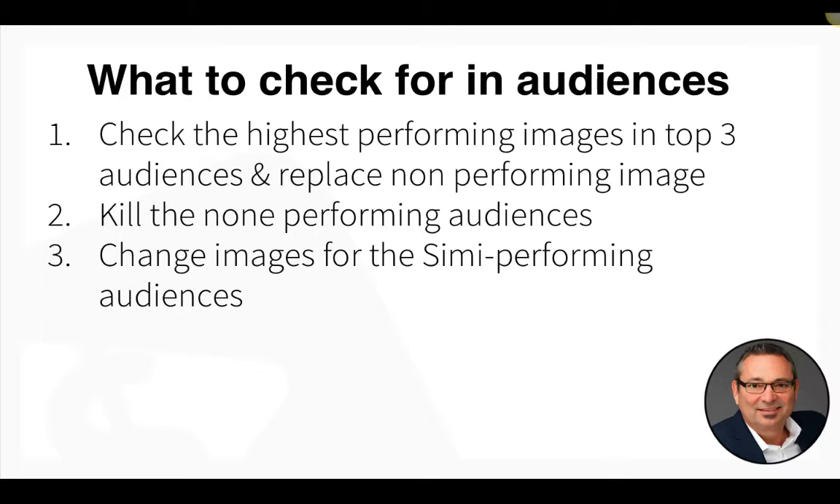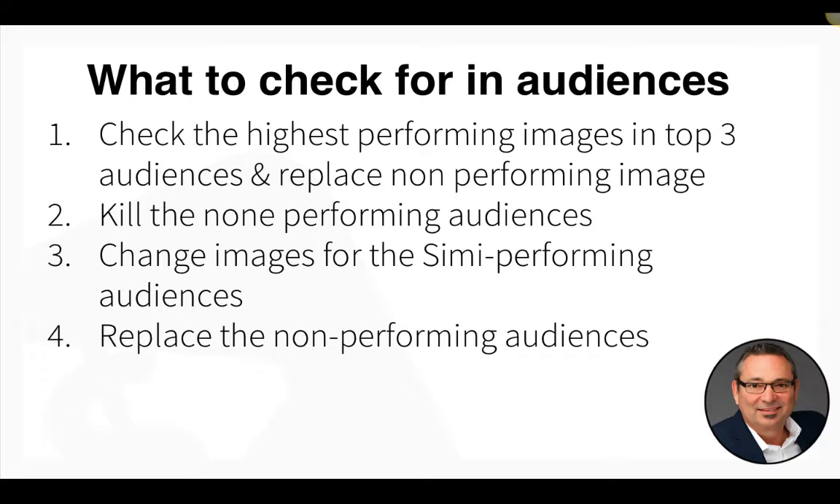Okay, so then what we're going to do is we're going to change the images for the semi-performing audiences. So what you're going to end up with, if you've got 20 audiences, you're going to have some that are doing really well, some that are kind of all right, and then some that just suck. Okay, so we're going to kill the bad ones, and we're going to try a couple more images for the semi-producing audiences, that middle band of audiences, and see what that does. Now, if that doesn't do what we want, and our top-performing ones are still our top-performing ones, we'll kill those too. Then we're going to replace the non-performing audiences with new audiences.